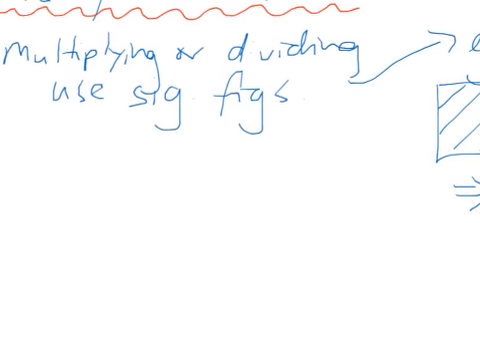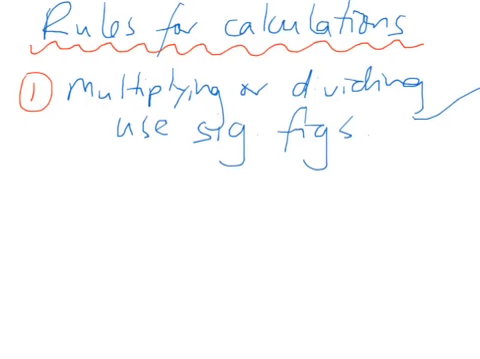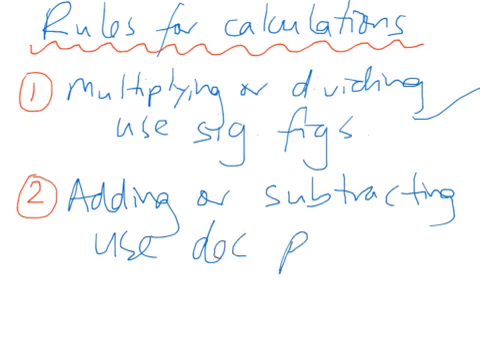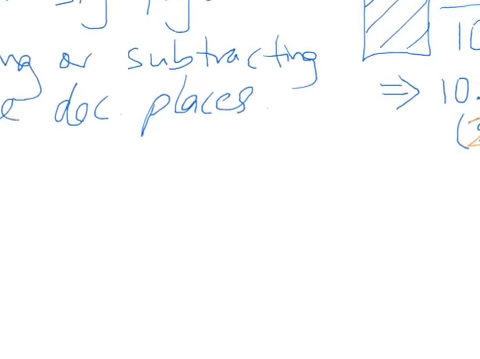Okay, so going back over here to our multiplying and dividing, we've also got adding and subtracting. And what are we doing by adding and subtracting? Well, in this case, we can just use the decimal places. So if you're adding or subtracting, use decimal places. And we'll be giving an example of that as well.